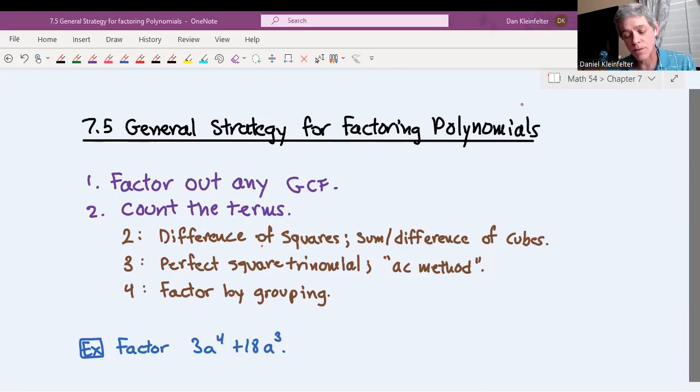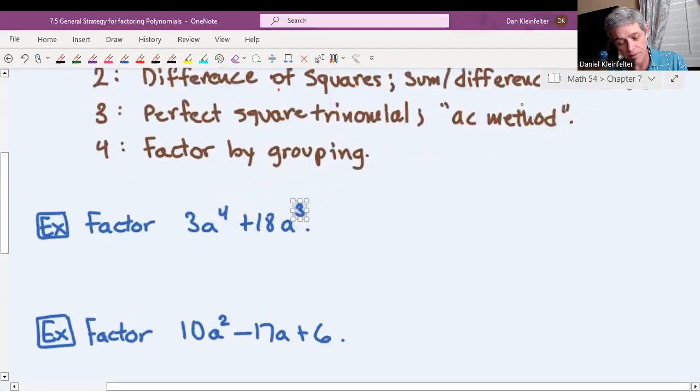If it's 3 terms, check and see if it's a perfect square trinomial. If it's not, try either the AC method or trial and error if you like that. If it's 4 terms, or actually any even number of terms, 6, 8, if you happen to run across something that large, try factoring by grouping. So basically, common factors, count how many terms you have, and go from there. So let's try some examples.